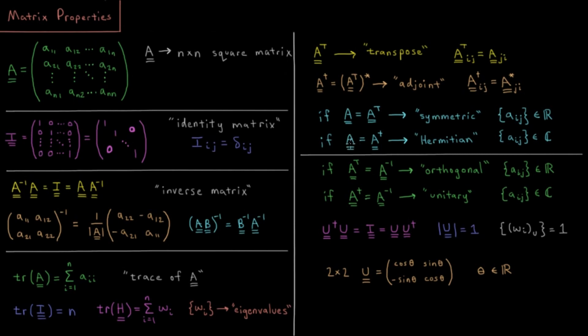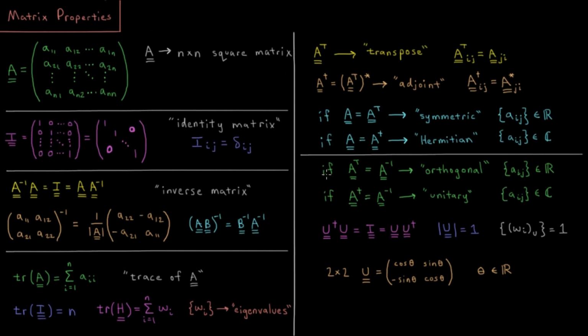Alternatively, if a matrix equals its own adjoint, then that's what we define as being Hermitian. So there, in general, our elements can be complex, though they could also be real. Any Hermitian matrix that is real is also symmetric. So in general, we have that the elements on the other side of the diagonal have the same real part, and they have the opposite imaginary part.